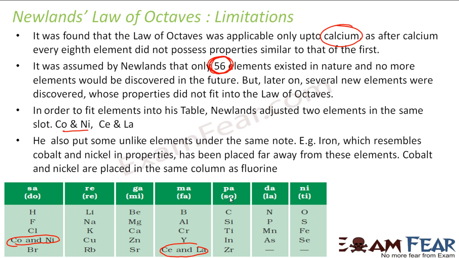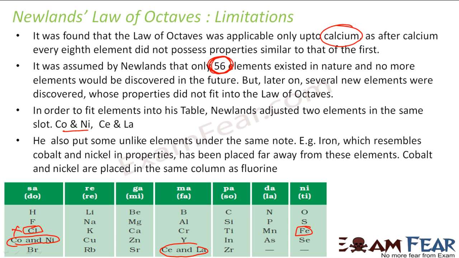And then also, if you see this iron, it resembles the property of cobalt and nickel, but they are so far apart. Also, cobalt and nickel and chlorine don't have any common property. Chlorine, bromine, cobalt, they're all different actually. Cobalt and nickel are metals and chlorine is a non-metal. They are totally different things, but they are put together. So the placement was not perfect.